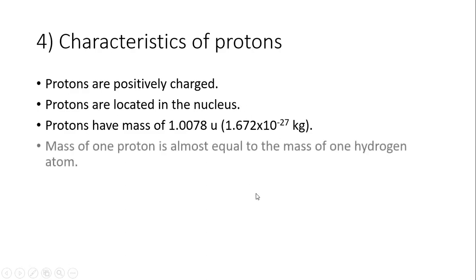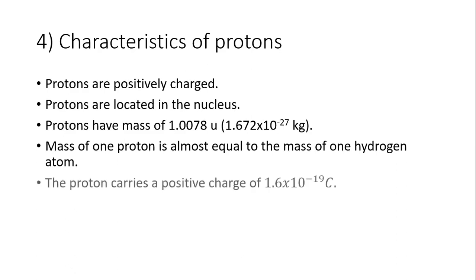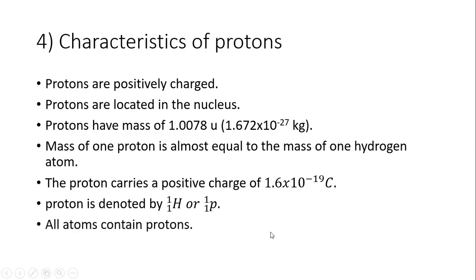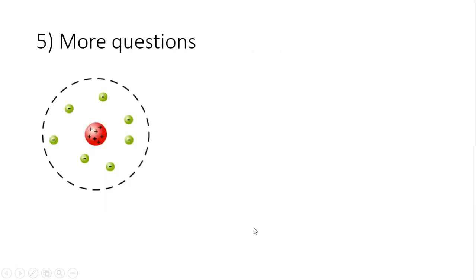That's the mass in kilograms. The mass of one proton is almost equal to the mass of a hydrogen atom. Right? Because the mass of the electron is negligible compared to the mass of proton. Proton carries a charge the same as the electron, but it's positive, 1.6 × 10⁻¹⁹ coulomb. Right? That's the symbol for hydrogen or proton. All the atoms contain proton. Okay, so that's the idea. There's nothing about neutron in the nucleus, only proton.